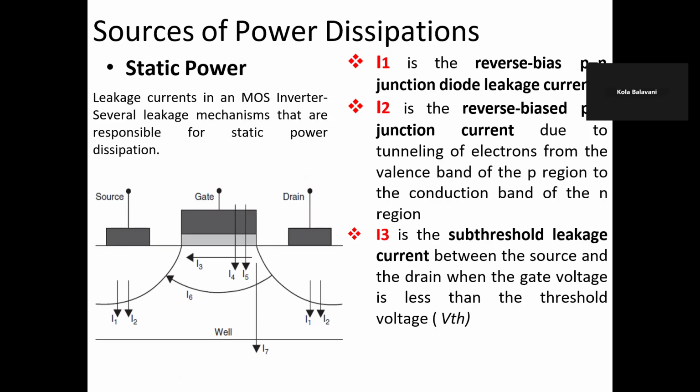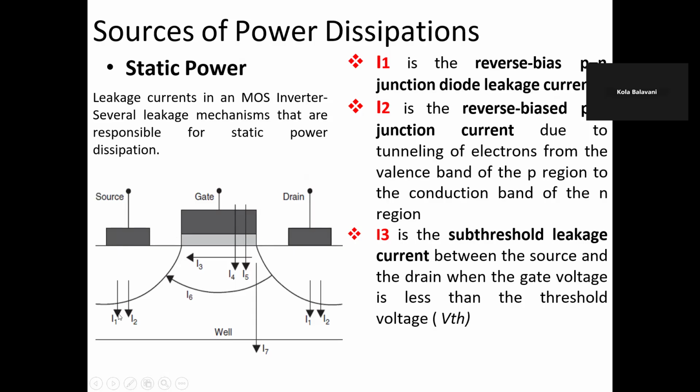So here is the structure of the MOS device. These are the terminals: source, gate and drain. If you observe, these are the different currents I1, I2, I3, I4, I5, I6 and I7. This is the gate terminal, where the polysilicon is acting as the gate, and this is the SiO2 layer. So the MOS inverter has several leakage mechanisms that are responsible for the static power dissipation.